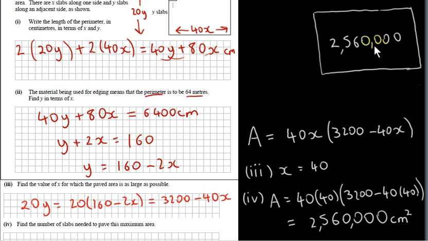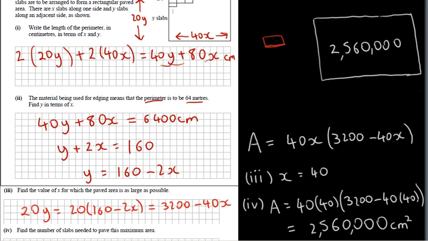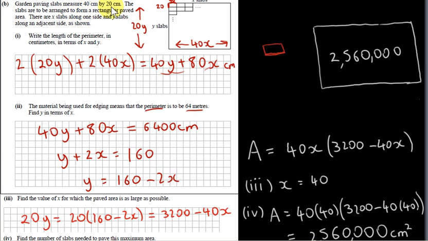Now here I've written down the maximum possible paved area. It is 2,560,000 centimeters squared. Now, what about each tile that makes up that area? Well, we know that each tile has dimensions 40 by 20. The long side is 40, the short side is 20 centimeters. So what we can do is get the area of just one tile and then divide into this number to see how many of these tiles fit into this paved area.